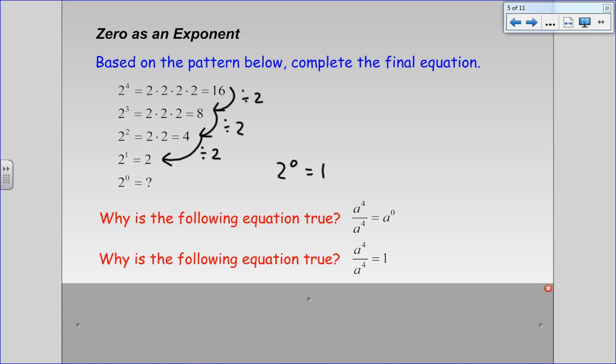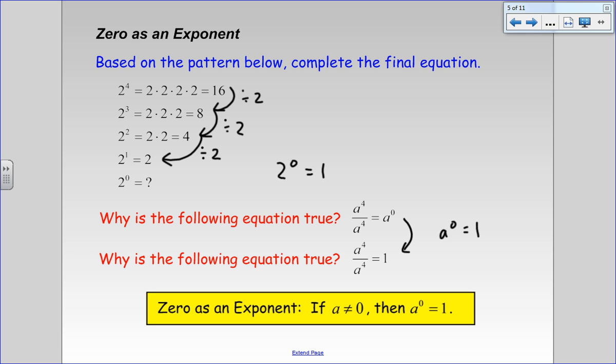This also must be true, since in any fraction, if the numerator and denominator are the same, the value of the fraction is 1. Since a to the 0 and 1 are equal to the same fraction, they must be equal to each other. This gives us the definition of 0 as an exponent. If a itself is not equal to 0, then a to the 0 power equals 1.